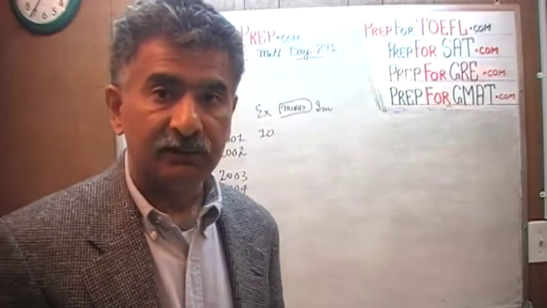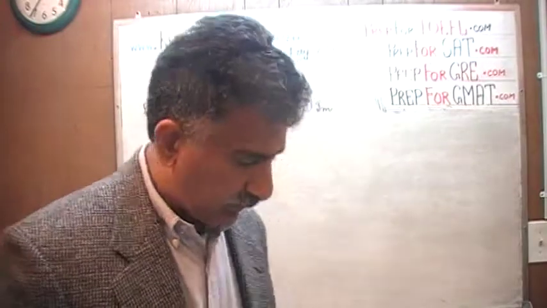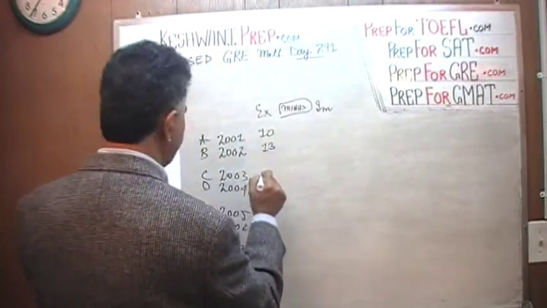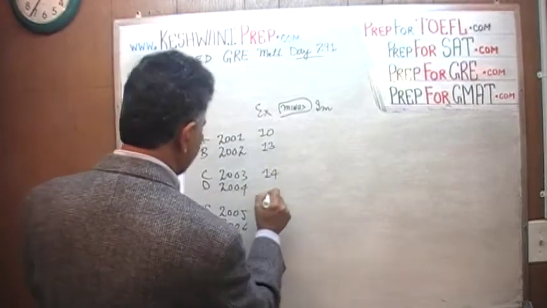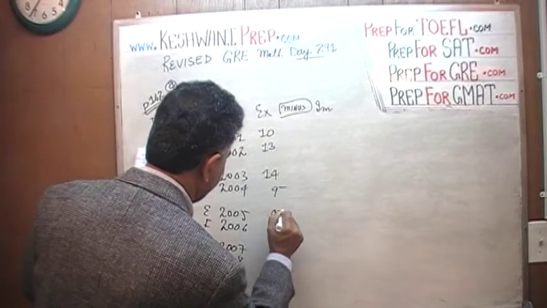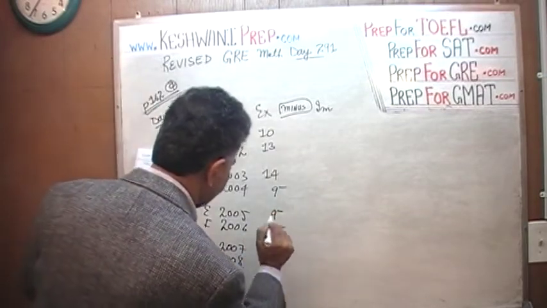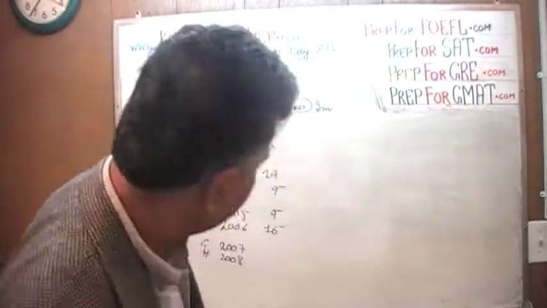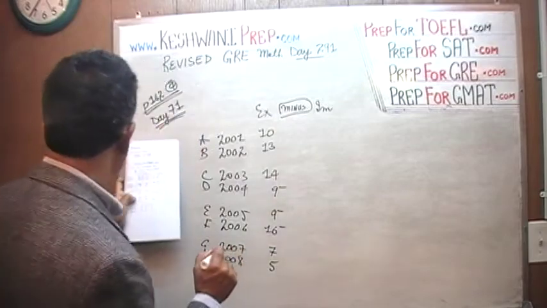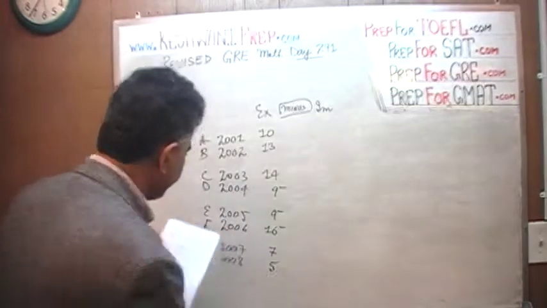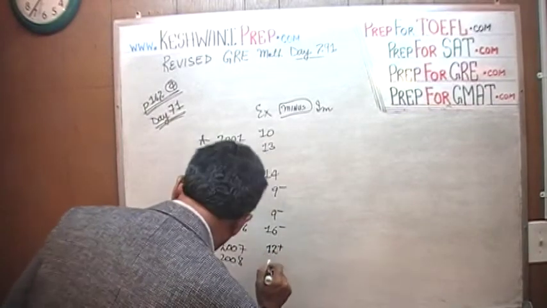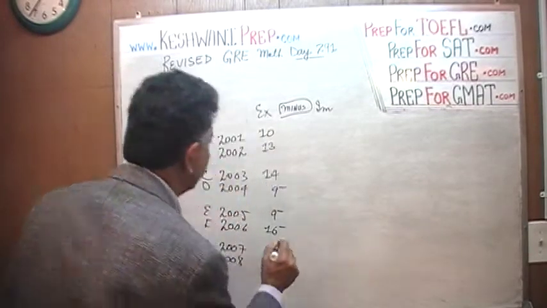If you look at this solid line, you will see that for 2001 the exports are 10 billion, and then it goes on 13, 14, something less than 9 for 2004, something less than 9 again for 2005, something less than 16, something less than 16, a little under 16, and then we have a 7 and then we have something more than 12 and 11. Now let's look at the imports.